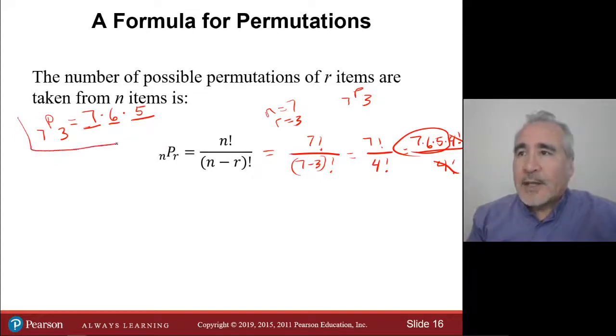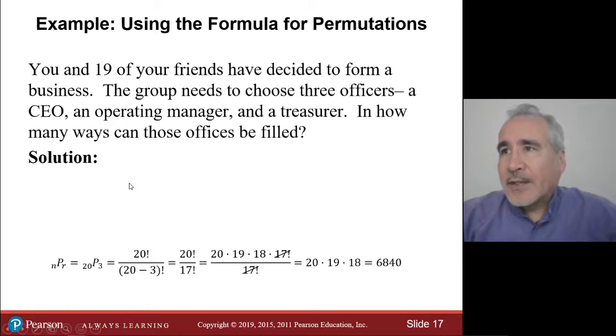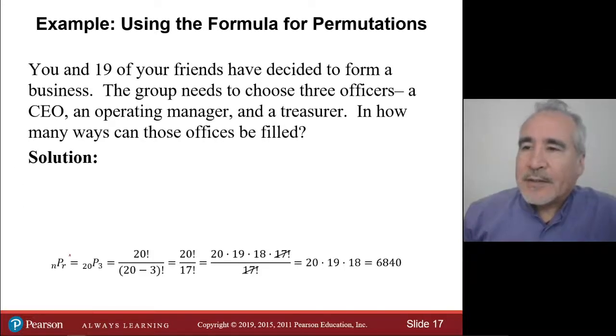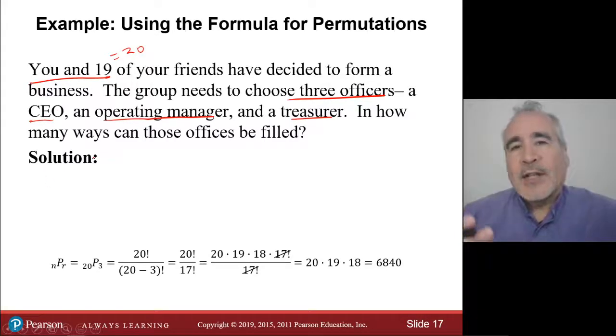Here's Little Crow's method that I figured out after doing a lot of these, and I go, man, that's a lot of work. Wait, I could just go this way, and I understand what I'm doing a lot better. Okay, so here's one. I apologize, this was supposed to show up later. You and 19 of your friends, so that's 20 people, are going to have a business. We need 3 officers. Order is important here because there are different job duties: a treasurer, operating manager, and CEO. So how many different ways can we choose this?